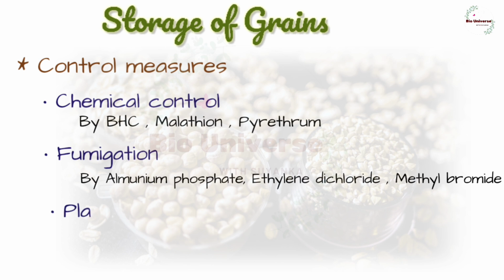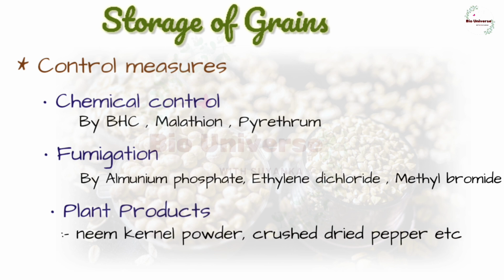The practice of adding a small quantity of plant products like neem kernel powder, crushed dried fruit of black pepper, vegetable oil, mineral oil or pyrethrum protects seeds and grains from insects.